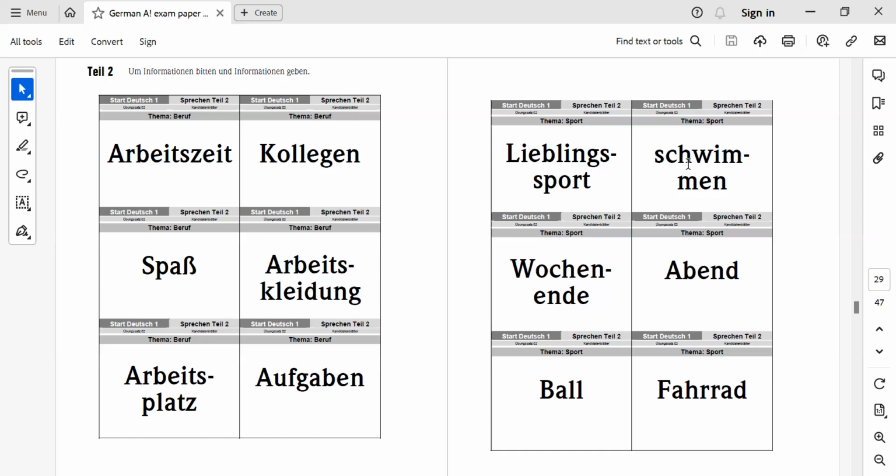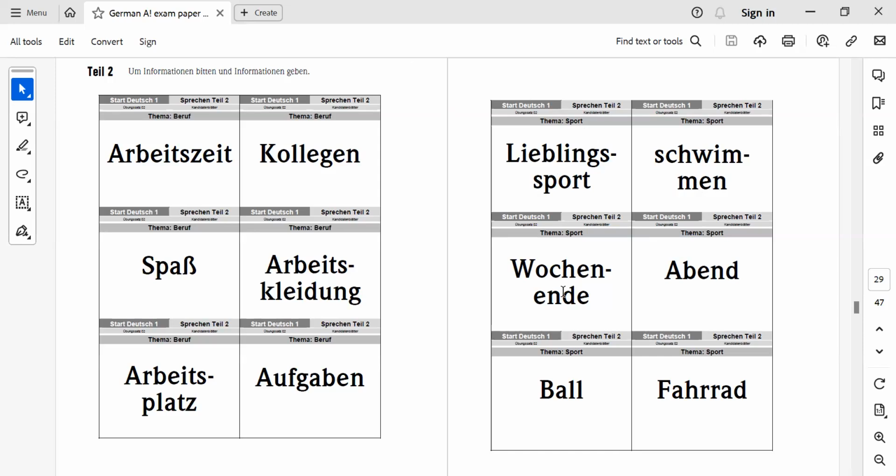Then, Schwimmen. Gehen Sie zum Schwimmen? Oder schwimmen Sie gern? Simple question. Schwimmen Sie gern? Nein, ich schwimme nicht gern. Sometimes it's not necessary that you always give yes. It can be no also. Nein, ich schwimme, for example, I don't swim. So, nein, ich schwimme nicht so gern. So, I don't swim gladly.